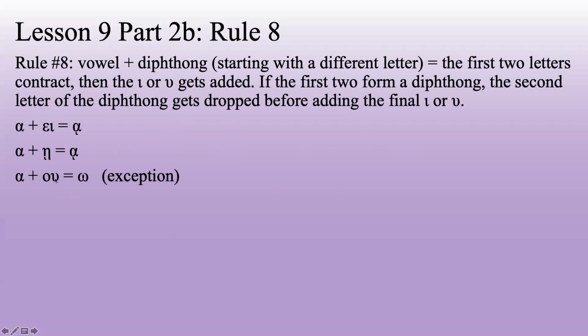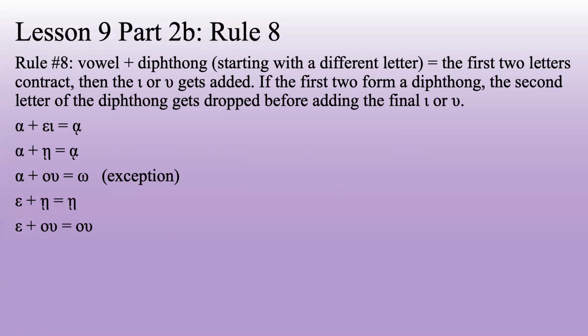Alpha plus omicron upsilon. It should be that the alpha and omicron join together and make an omega, and then we put the upsilon back on, but for some reason, we don't put the upsilon back on. Why? It's just what happens. Epsilon plus eta with an iota subscript. The epsilon and the eta join together to make eta, and then we put the iota subscript on.